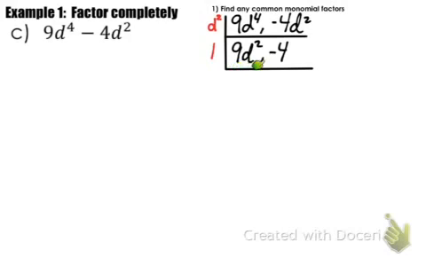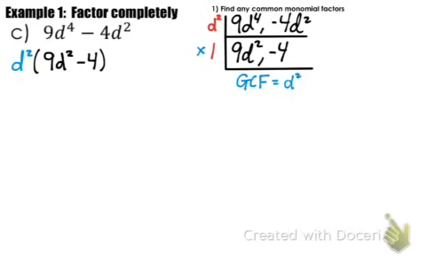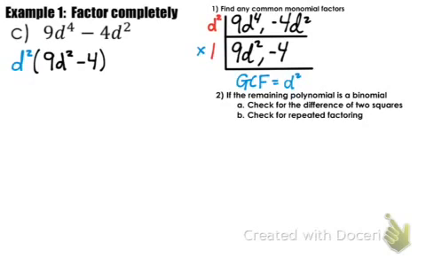So we're left with these two terms, and our greatest common factor between these two terms is just 1. So then our GCF, we're going to multiply out d squared and 1, which gives us just d squared. So going back to our original problem, we're going to factor out the d squared, leaving us with 9d squared minus 4. So the second step, if we have a remaining polynomial that's a binomial, we first check to see if it's a difference of two squares.